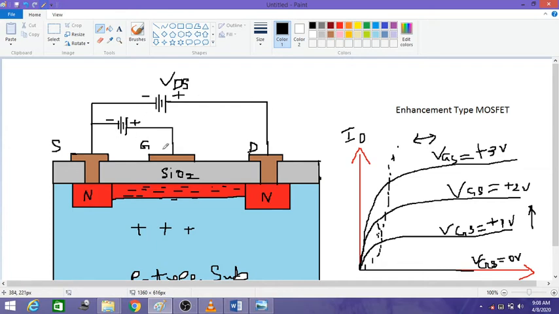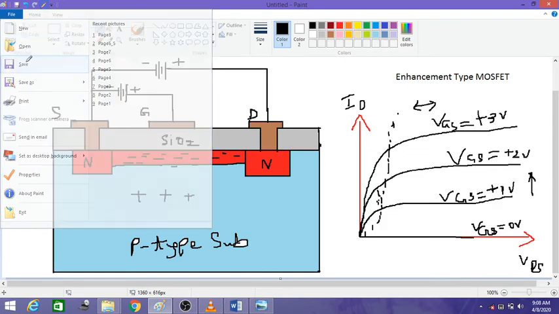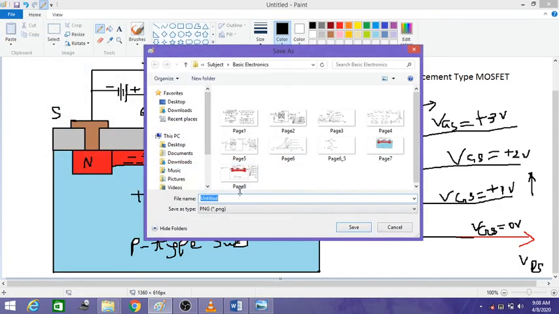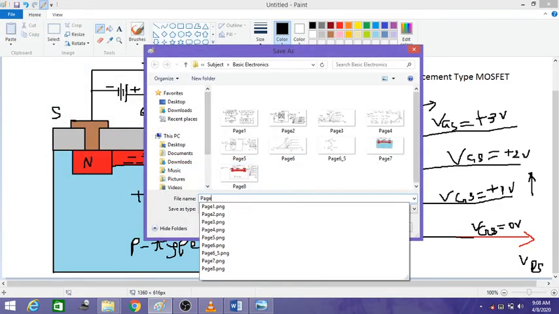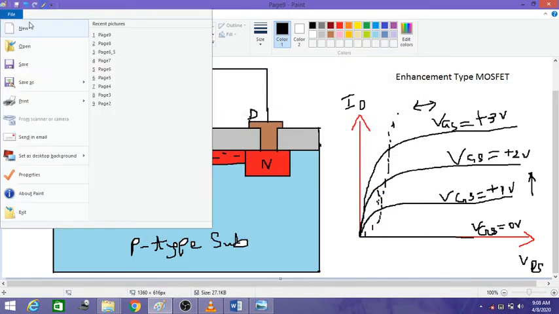As you apply higher and higher VDS, the current flows and gets saturated to a certain level. As you can see from the output characteristic graph, for VGS 0 the device will be off, and as you apply VGS higher and higher, the current starts flowing higher and higher and gets saturated to higher values. Okay, so let me save this graph as page 9 here. So let us go to the new one.